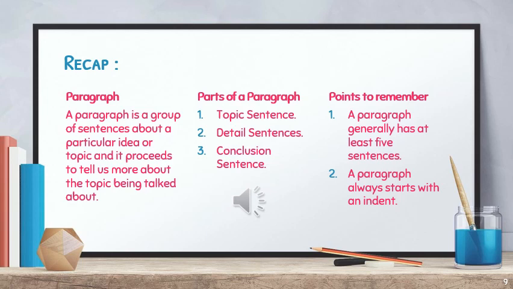And now, points to remember. A paragraph generally has at least 5 lines. Sometimes it could be less, sometimes it could be more, right? But at least 5 lines is required. It would look good if you write at least 5 detailed sentences for each paragraph. A paragraph always starts with an indent. Indent is the small space that you leave before the first word of each paragraph, right? So, those were the points to remember.